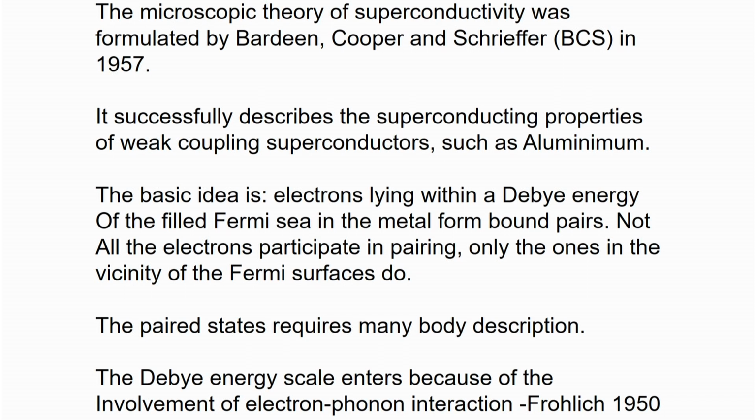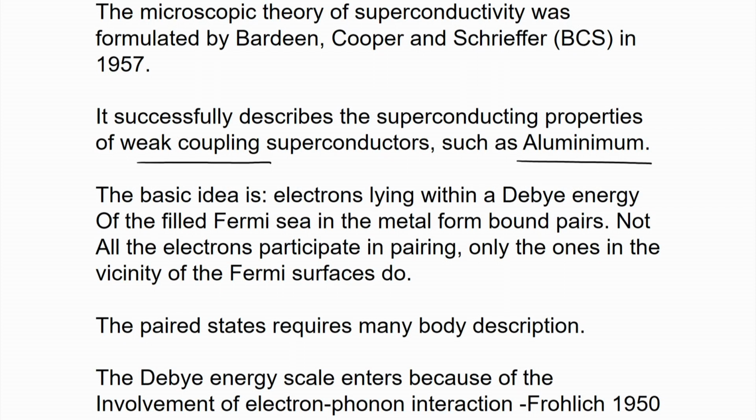1957, which was approximately 50 years after the discovery of superconductivity experimentally, which as we have seen before was done by Kamerlingh Onnes in 1908. This theory successfully describes the superconducting properties of weak coupling superconductors. We'll try to make it clear what the word weak coupling means, such as aluminum and other materials.